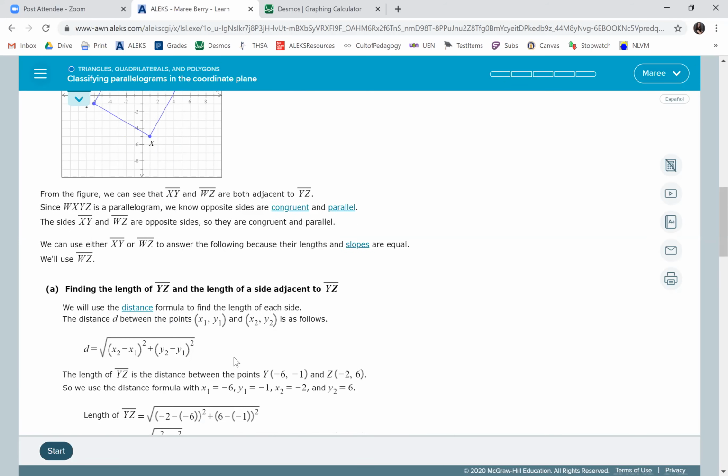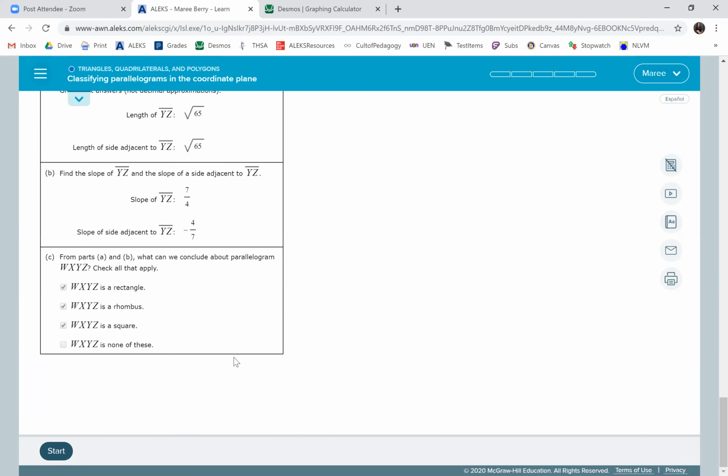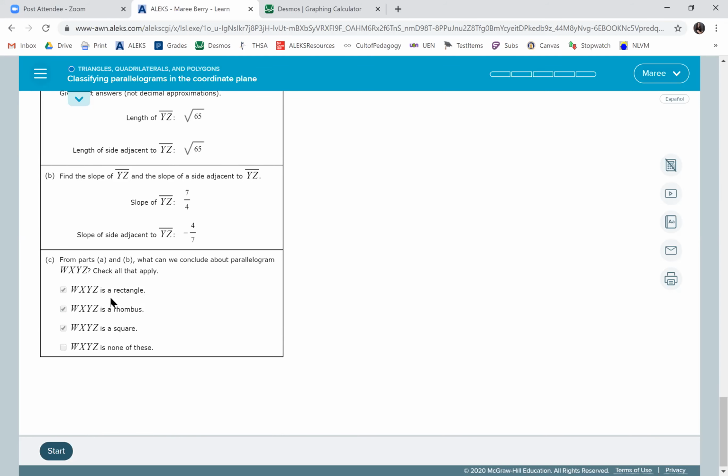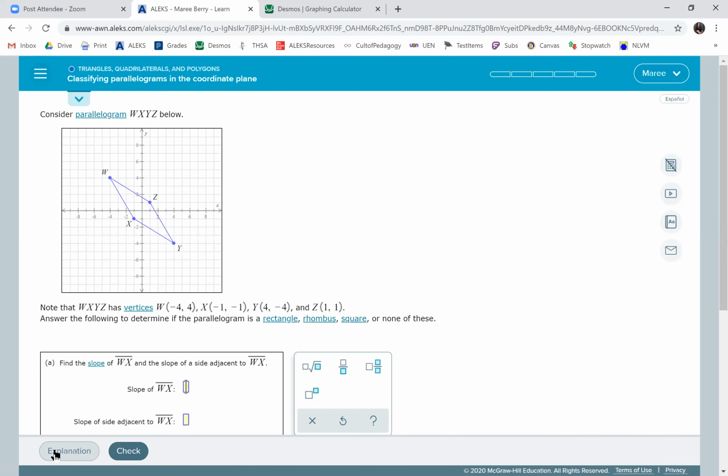So see, they did this problem. They found out the slopes were opposite reciprocals, which means they're 90 degrees. The two sides were exactly the same. So they decided it was a square, which means it's also a rhombus and a rectangle. Cool. So we just have to do what they ask us to.